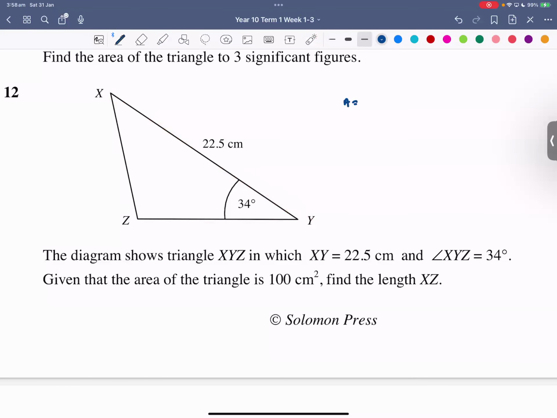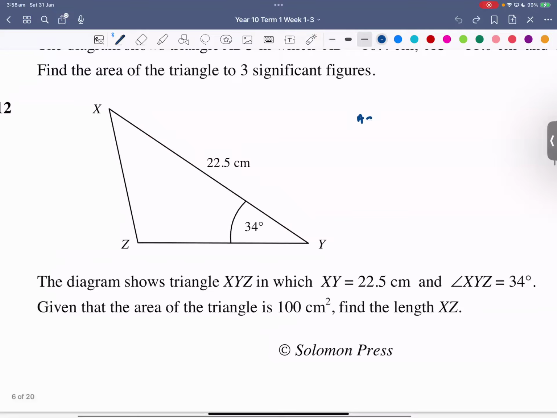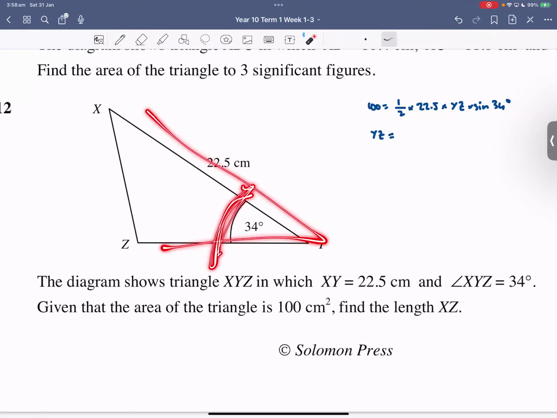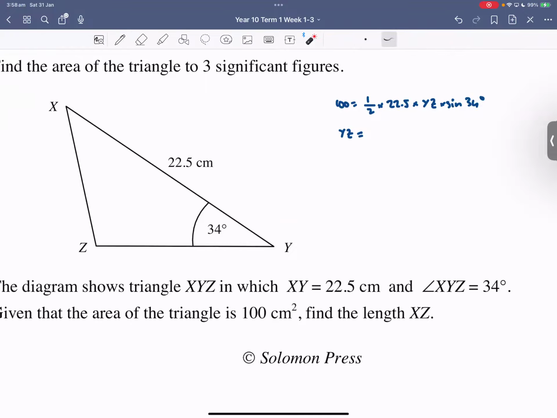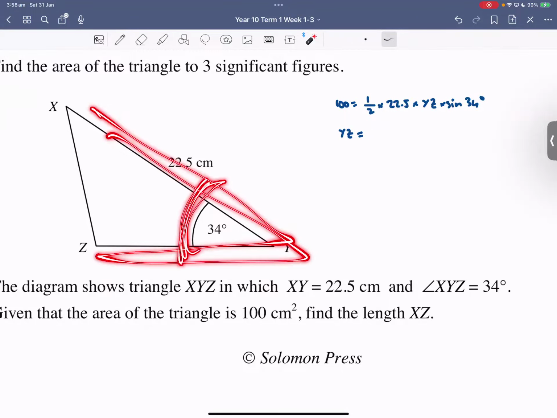The area is 100, so 100 equals half times 22.5 times YZ times sine 34 degrees. First I have to figure out what YZ is. I hope everyone realizes that I've got two sides and the angle in between, so I'm not using the sine rule, I'm using the area formula. The area formula is half times two sides times sine of the angle in between.